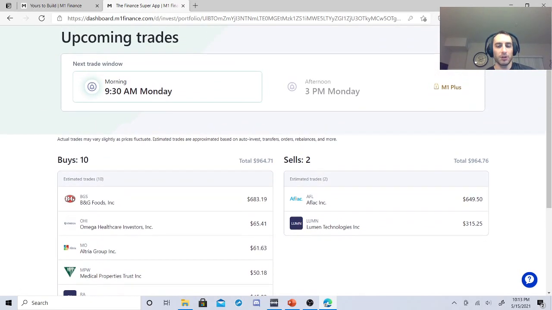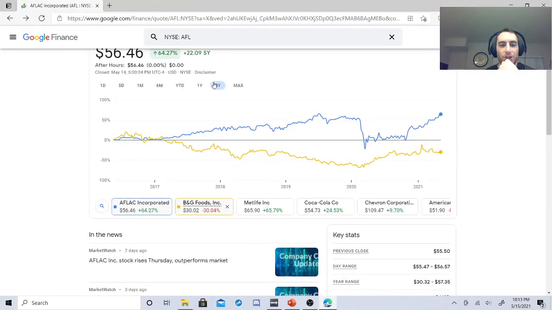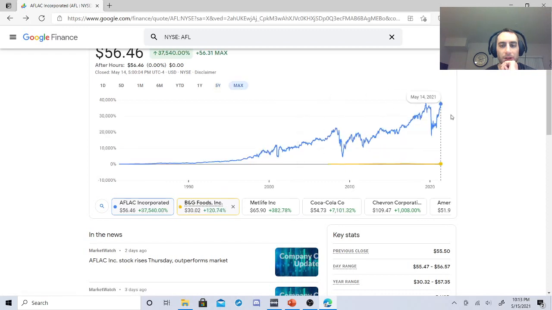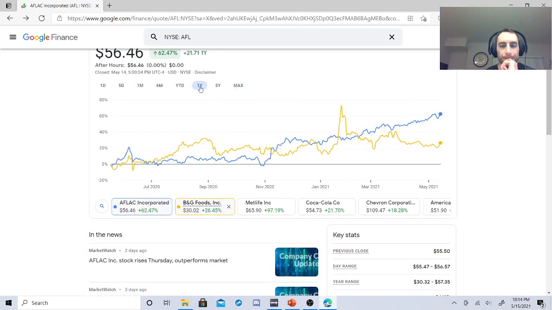But here's the thing. Let me show you Aflac and B&G Foods, and I'm going to compare both of them. B&G Foods kind of plateaued a little bit. Okay. So Aflac is at 56.46, B&G Foods is down, Aflac is moving up, B&G is kind of stagnant, okay? In the past year, B&G Foods is up, but Aflac is just shooting up like crazy. So it's going to be difficult for me to compete with Aflac, and it's gone up like crazy in the past few years. But here's the thing that's really set the difference between Aflac.